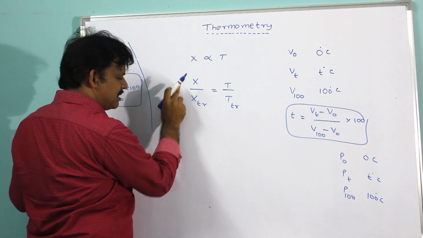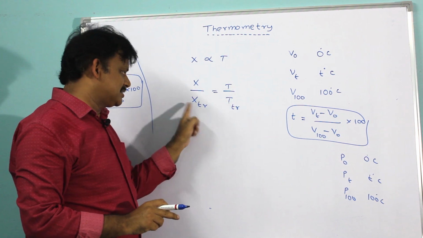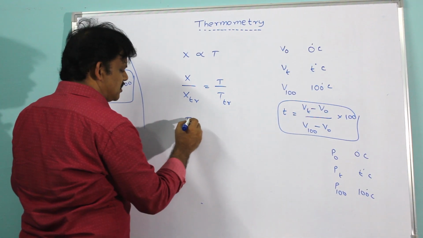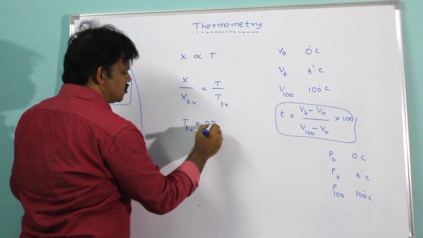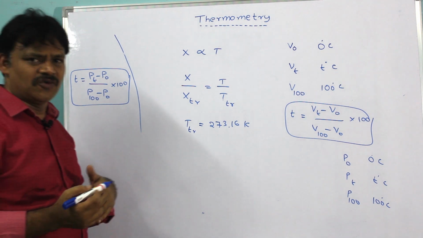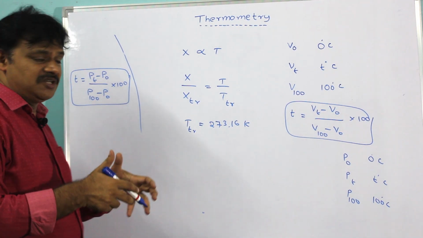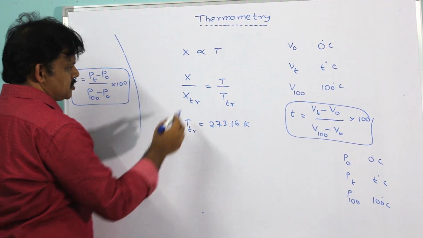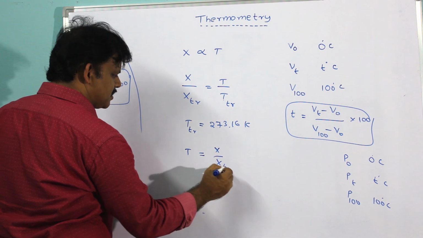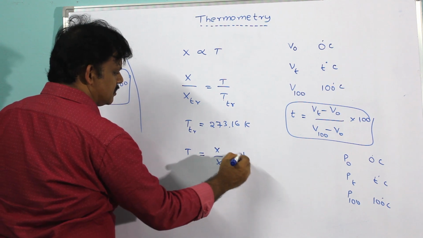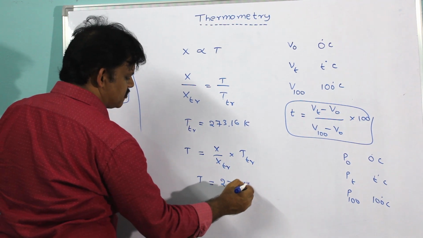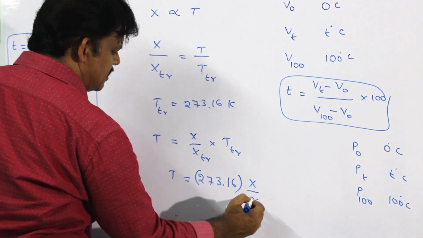TTR is nothing but the triple point temperature. X is the thermometric property at temperature T Kelvin. XTR is the thermometric property at the triple point of water. I think you know the triple point of water is a fixed value, 273.16. It is the temperature at which all the three states of water, that means ice, water and vapor, coexist in equilibrium. That is called the triple point. Okay. So in this way, suppose I want to find out temperature, I can write like this: X by XTR into the triple point temperature. That means I can write 273.16, the triple point temperature, into X by XTR.